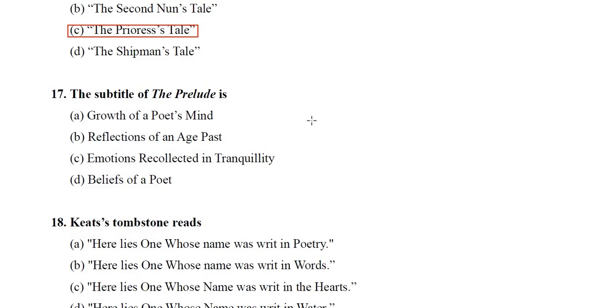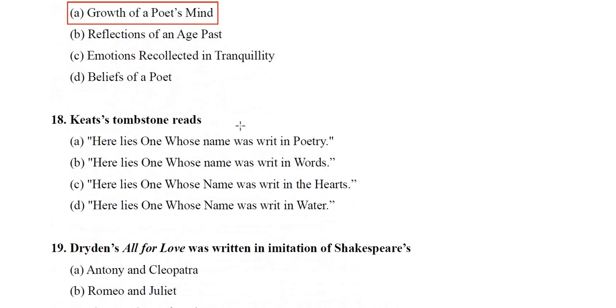So, what is the subtitle of The Prelude by William Wordsworth? Growth of a Poet's Mind, Reflections of an Age Past, Emotions Recollected in Tranquility, Beliefs of a Poet. If you read the subtitle, its answer will be Growth of a Poet's Mind. And remember that The Prelude is not complete actually, and it was published by Wordsworth's widow, his wife, after he died in 1850. Next questions.